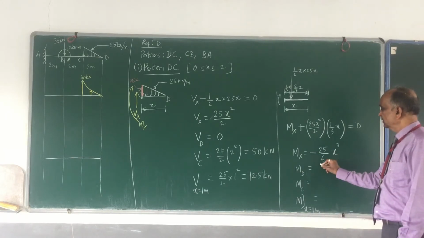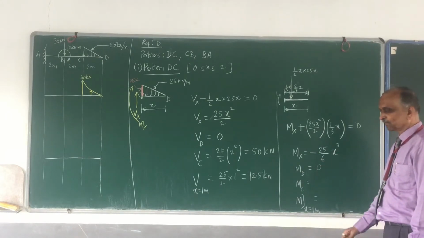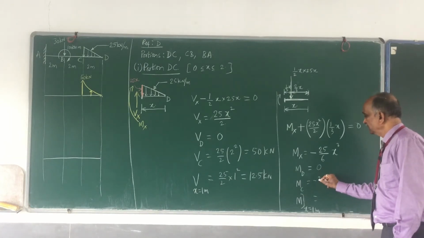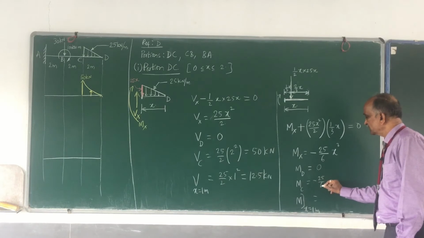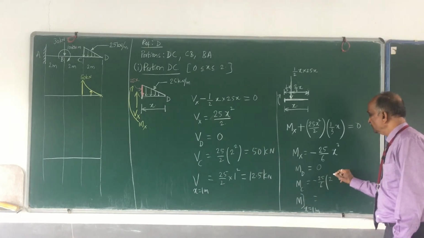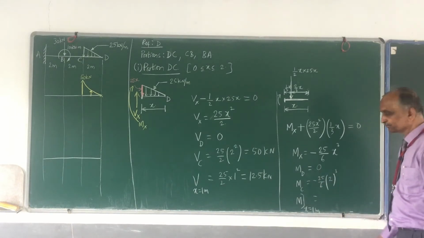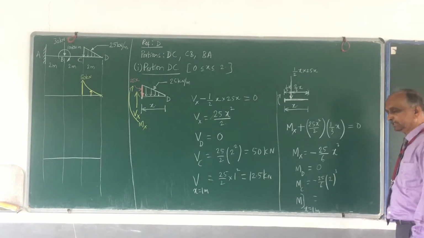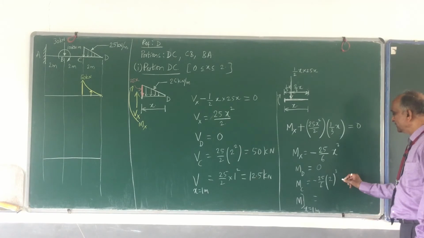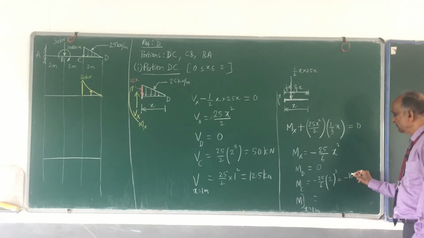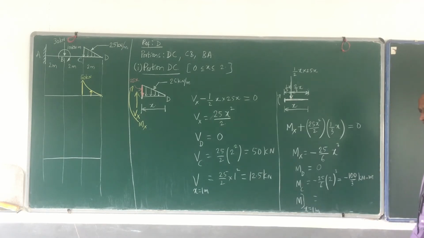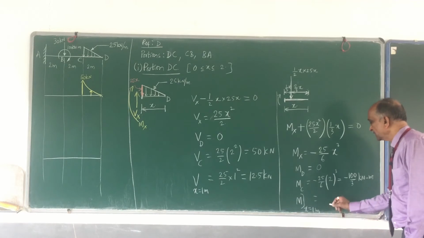So if x is 0, the bending moment is 0. If x is 2 meters at C, that is minus 25 divided by 6 into x, where x is 2. 2 cube is 8. So 25 into 8 is 200. 200 divided by 6 is nothing but minus 100 divided by 3 kilonewton meter.